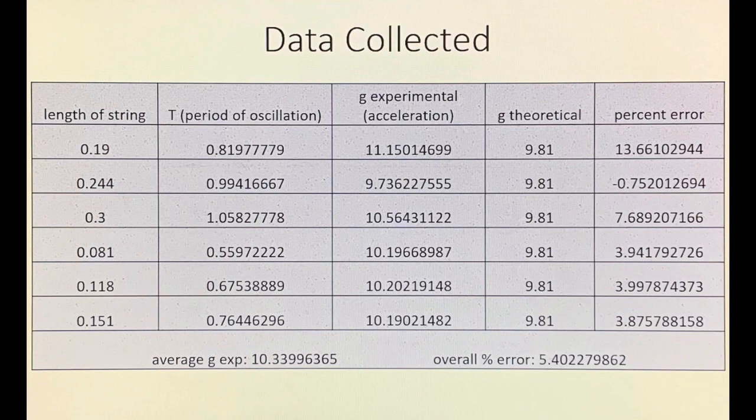Now that the period had been found, the acceleration due to gravity could also be calculated for each trial, using the equation previously shown as acceleration equals 4 pi squared times the length of the string over the period squared. The average acceleration due to gravity came out to be 10.34 meters per second squared, which yielded an average percent error of 5.4% when compared to the theoretical value of 9.81 meters per second squared. This shows that the experiment was successful overall by being close to the theoretical value.